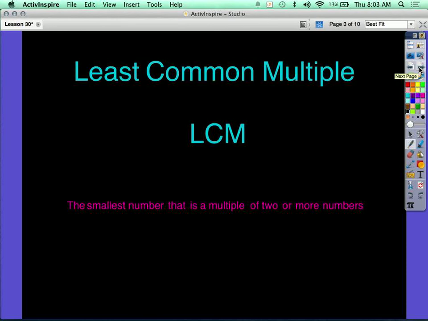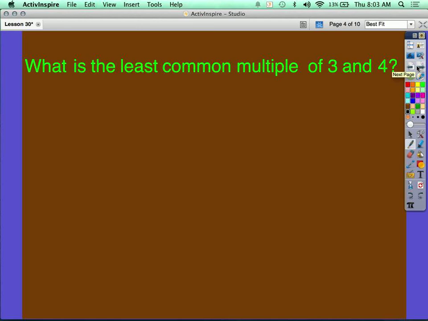So least common multiple is the smallest number that is a multiple of two or more numbers. So, we're looking for the least common multiple of 3 and 4. I'm going to start by writing out my multiples of each number. So for 3, I have 3, 6, 9, 12, 15. I'm going to start with the first 5 of 3. Now for the second number, I could do the first 5 of that number, or I could go until I find a multiple that works.